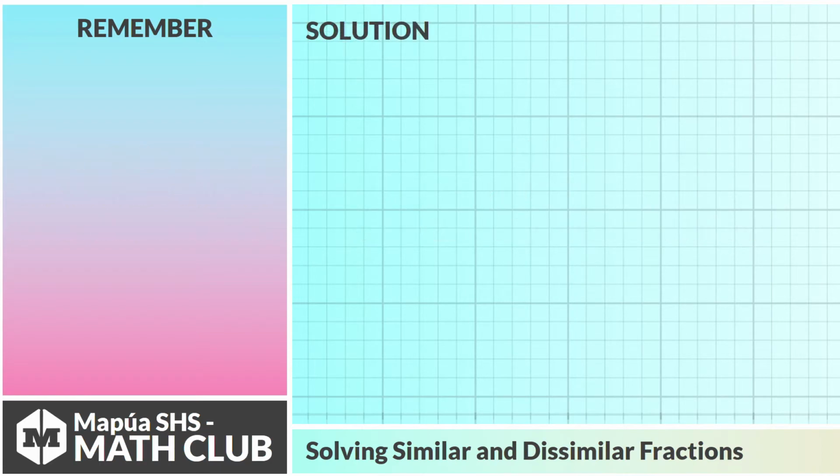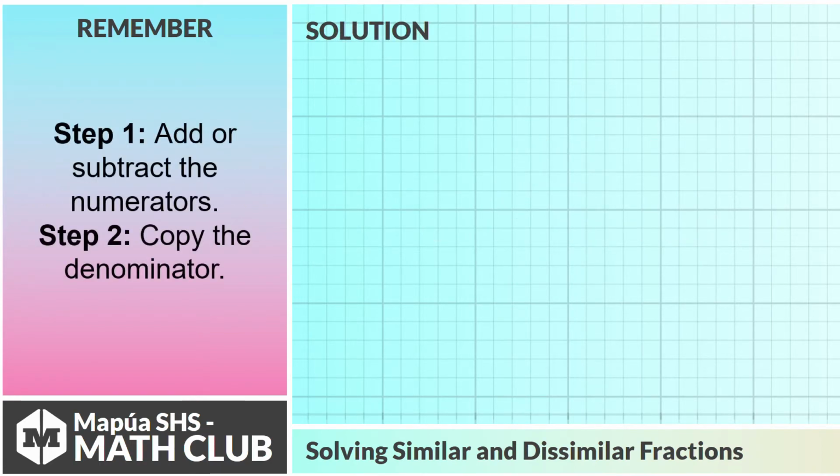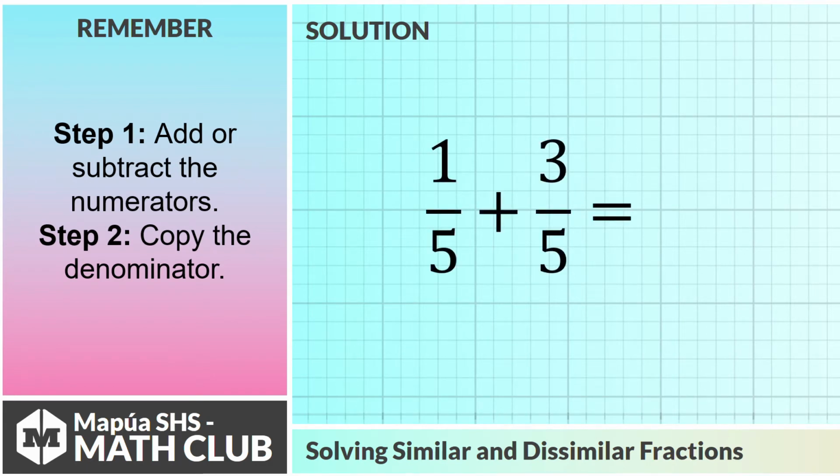Now, let us solve the given problem for similar fractions. 1/5 plus 3/5. Step 1 is to add or subtract the numerators. So 1 plus 3 is equals 4. And then step 2 is to copy the denominator, which is 5. And that's it. Our final answer for 1/5 plus 3/5 is 4/5.